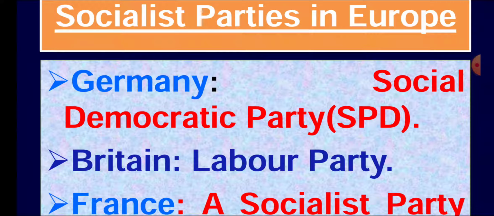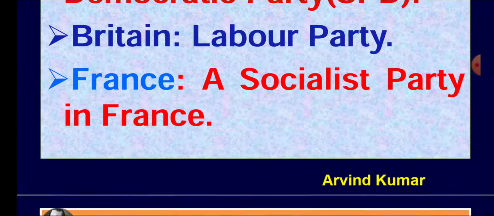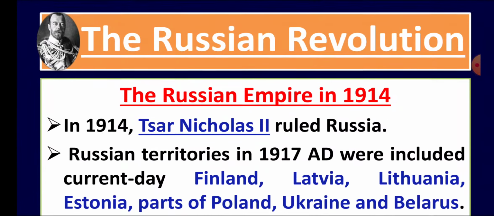In another country, Britain, a Labour Party was formed. In France too, a Socialist Party was formed. Not only in these countries, in India also a Socialist Party was formed at that time, which supported the idea of socialism.